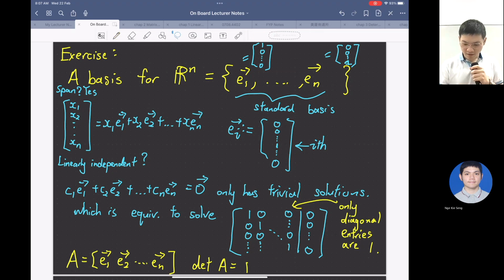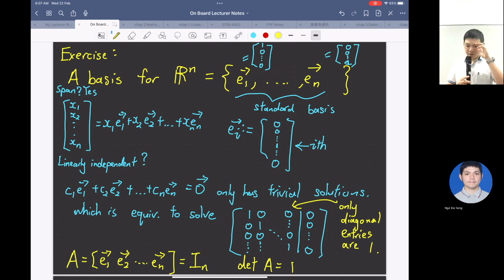So what matrix is this actually? Identity matrix. Okay, good. So this is actually the identity. Okay, good, very good. So you can see that sometimes when we check for linear independence, actually we can check that the determinant is non-zero. Okay, they are equivalent under this.